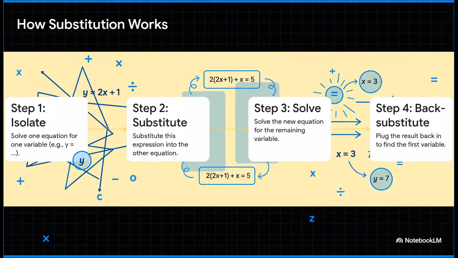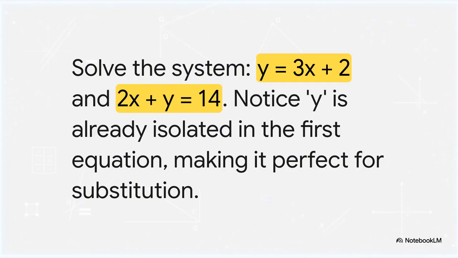You take one equation and you isolate a variable. Get y all by itself, for example. Then you take that whole expression that y equals and you plug it into the other equation. What happens? All of a sudden, you've only got one variable left, x, and you can solve for it. Once you have x, you just pop it back into the first equation to find y. It's a chain reaction.